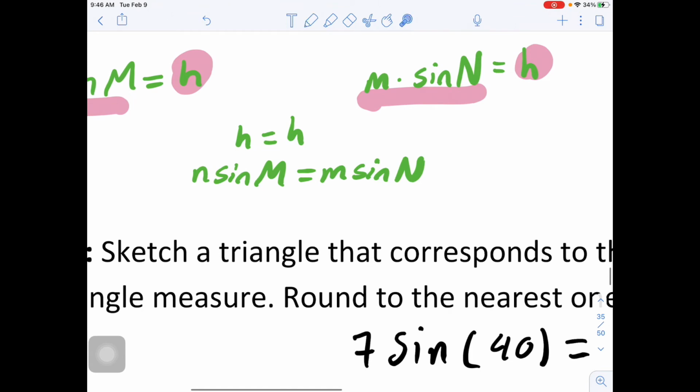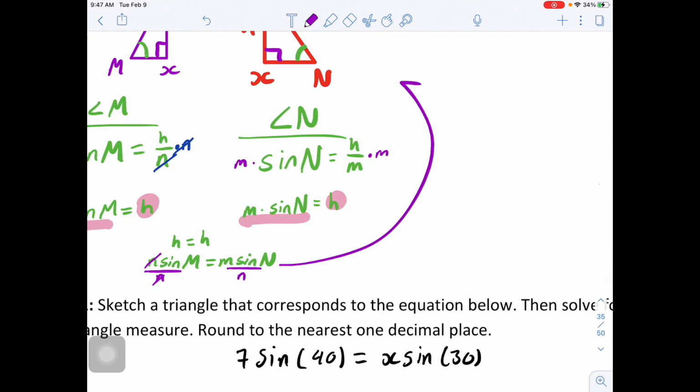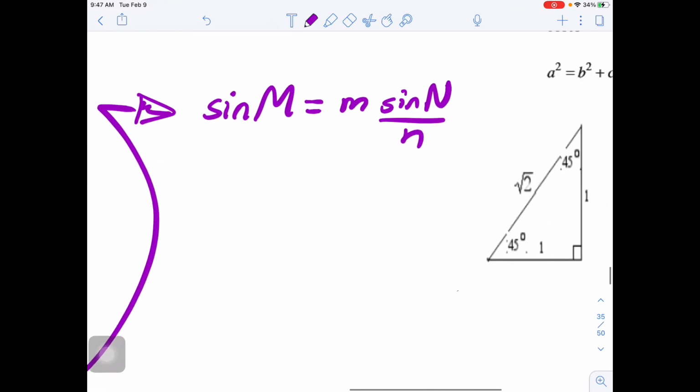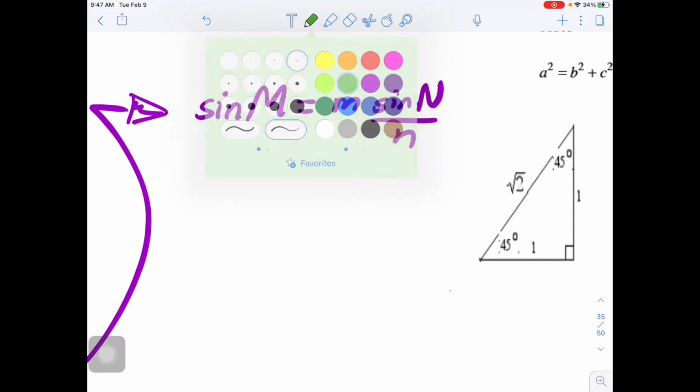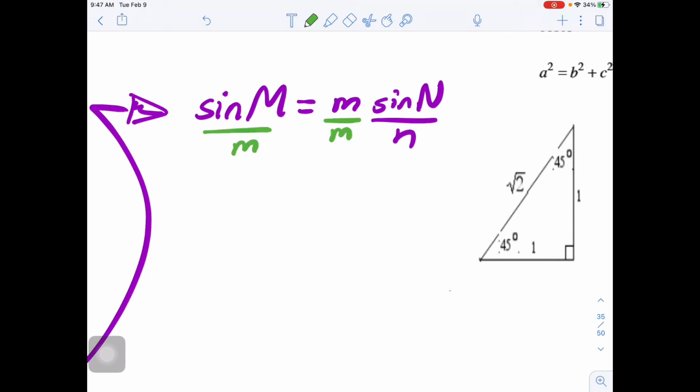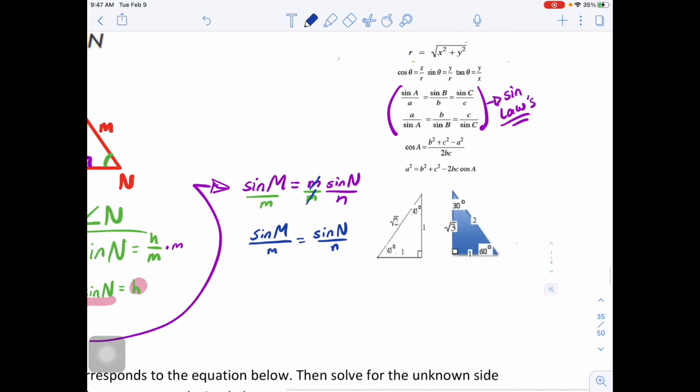And now hopefully we can see that we can make this true. If I divide both sides by n, what do I end up getting? I get sine M equals m sine N over n. And now, if I divide by m here, I have sine M over m equals sine N over n. And there is a proof of our sine law.